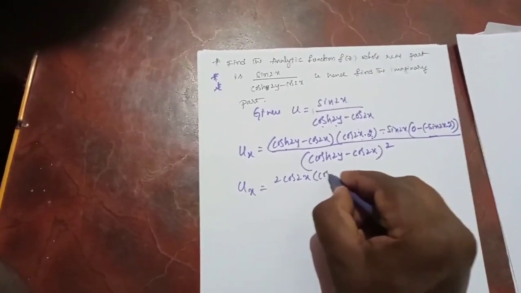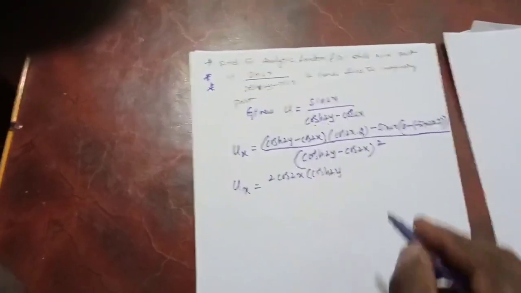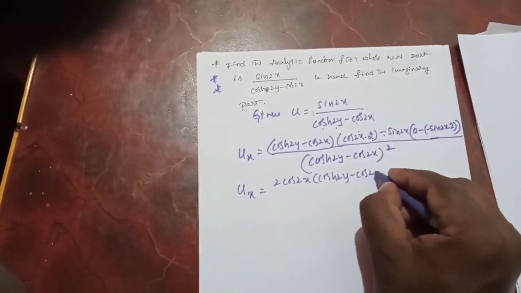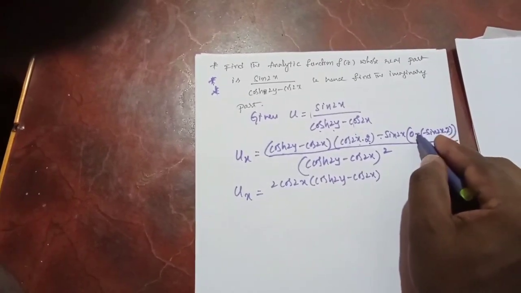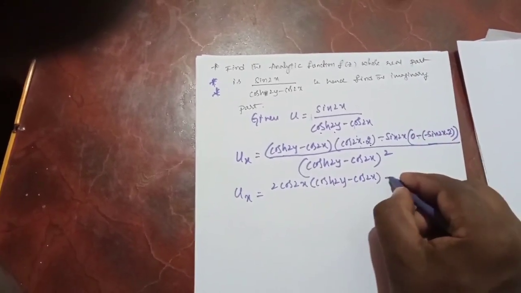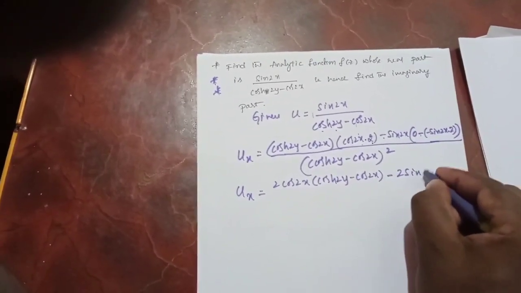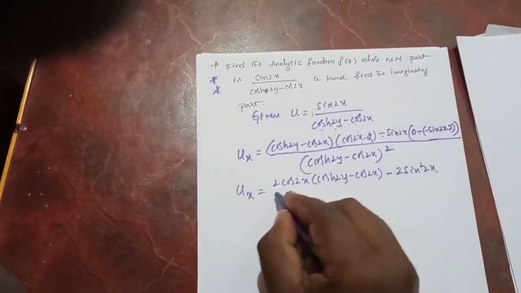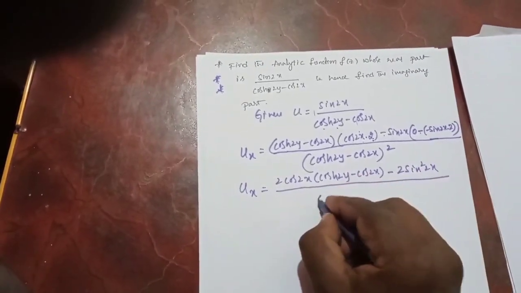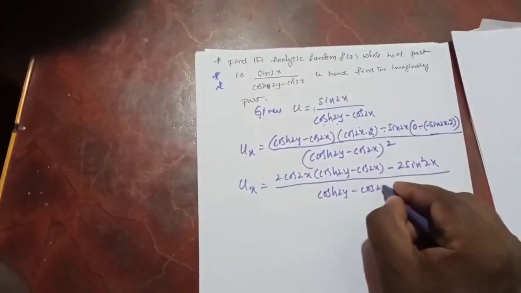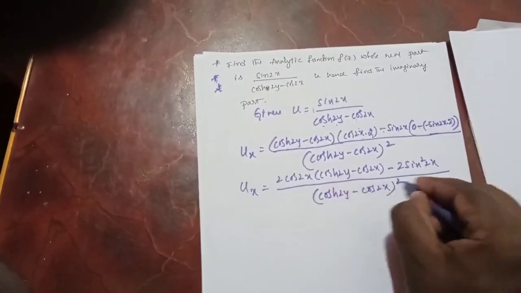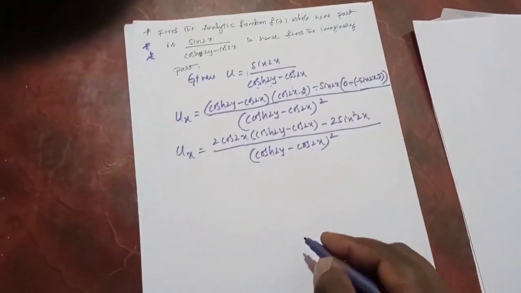Write cos hyperbolic 2y minus cos 2x. Here we have 3 negative signs: minus into minus is plus, plus into minus is minus, 2 sin square 2x. Write the denominator as it is: cos 2x whole square.